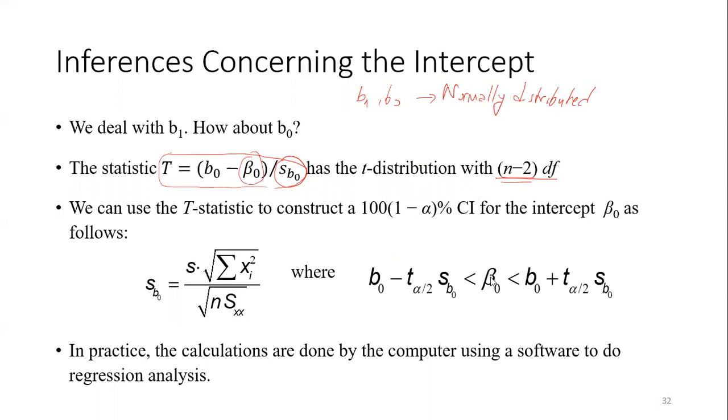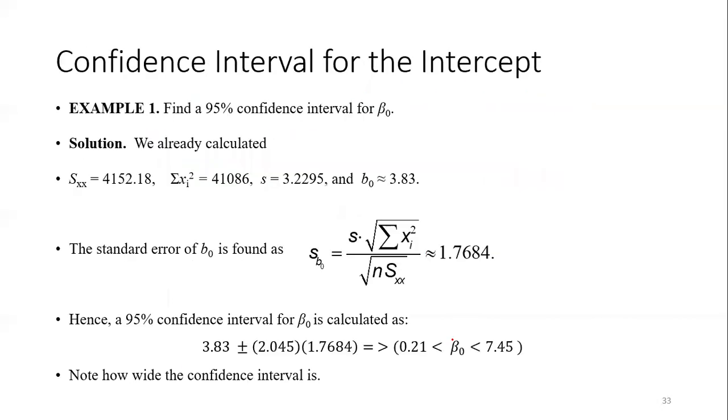Hence, just similar to beta 1, we can construct a confidence interval. Remember how we did for beta 1, it was T alpha over 2 times S of B1, right? We have exactly the same thing here, B0 minus T alpha over 2 times S of B0. So in practice, these calculations are done by computer software. You can just use Excel or MINITAB, or in fact, we are using R. They're just calculated by the software.